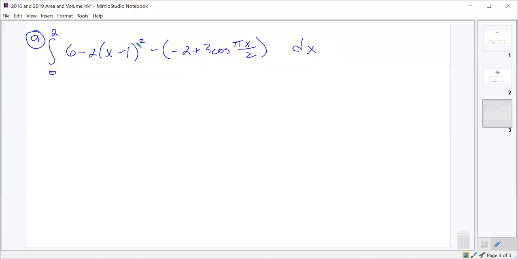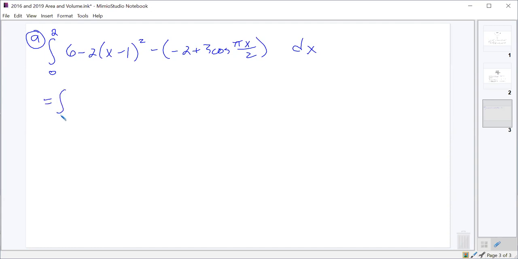If you wanted to distribute all this out, you could, or you could just integrate it as is by separating the different integrals and letting u equal x minus 1. But I don't know, how many of you separated into different integrals and did a u substitution here and a u substitution here, versus just distributing it all out? Did you guys just distribute it all out? I distributed all of it out and then did u substitution for the very last term with the cosine. Okay, so let's just go ahead and do that then.